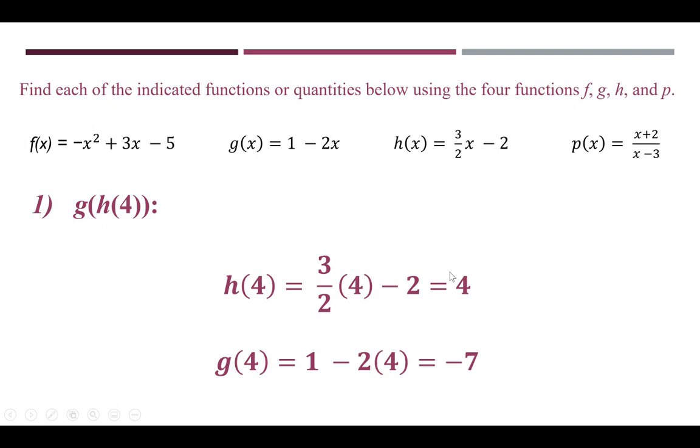Now I take the 4 and replace it in place of h of 4, and I find g of 4. Well, g is 1 minus 2x. Substituting 4 gives me 1 minus 8, which is negative 7. So g of h of 4 is negative 7.